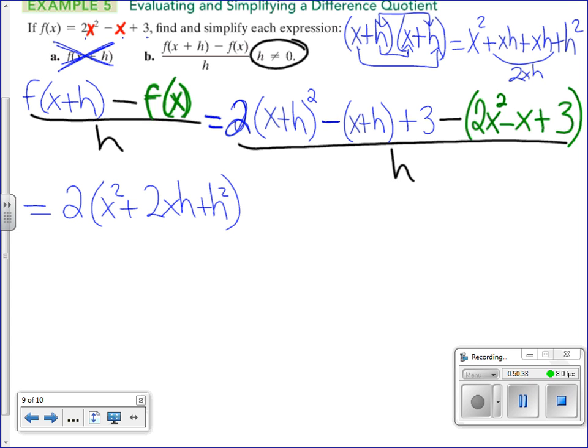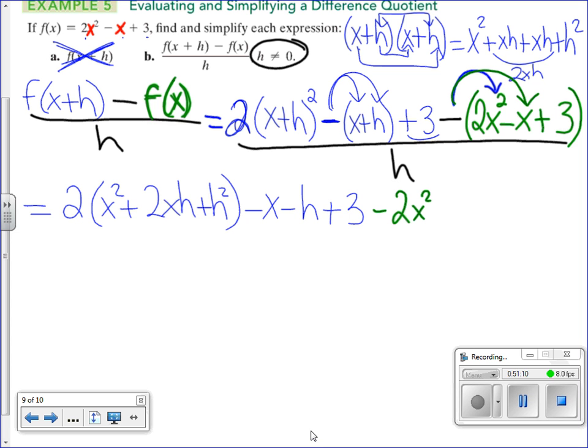Now you guys see this negative sign here? Yes? So that one, we're going to distribute it. So we will have minus x minus h. Let's not forget about the plus 3 here. Okay, and now the same thing with this negative, we're going to distribute it. So we will have minus 2x squared, and then plus x, because we have negative times negative, and then finally minus 3.